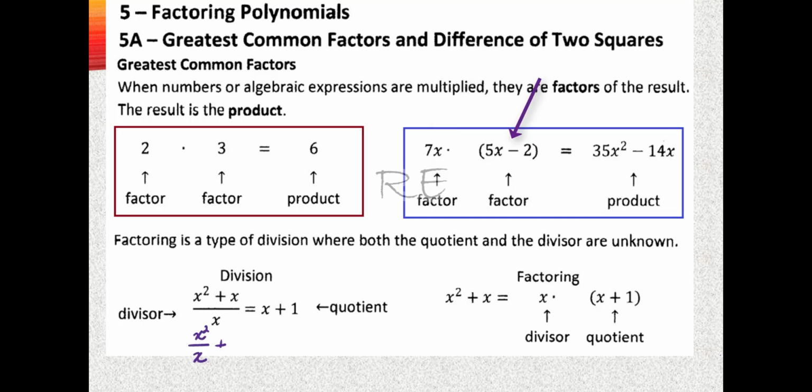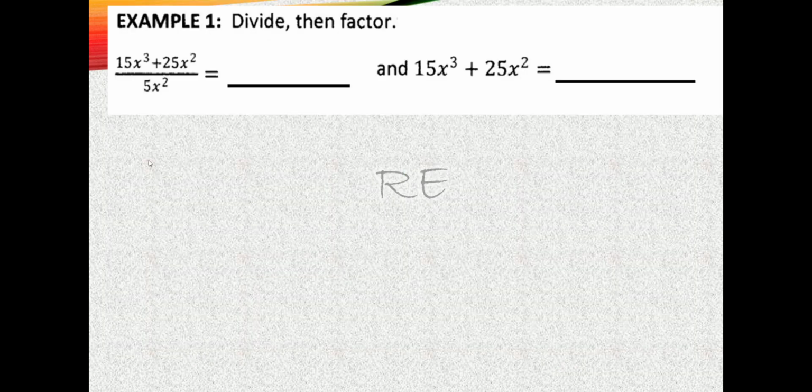So x squared plus x over x, when we do the division, we gives x plus 1. Now, to factor, because factoring is a special type of division, we will multiply the divisor, which is x, by the quotient, which is x plus 1. So x squared plus x in factored form is x times x plus 1. So let's see the relationship between the division and factoring.